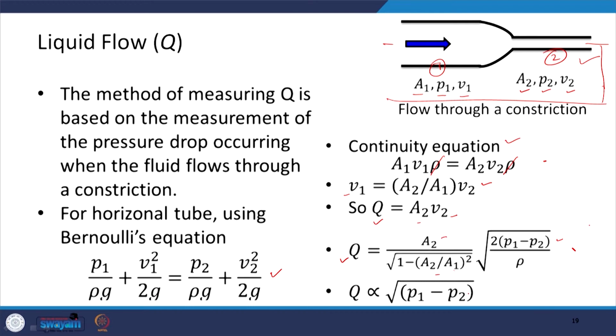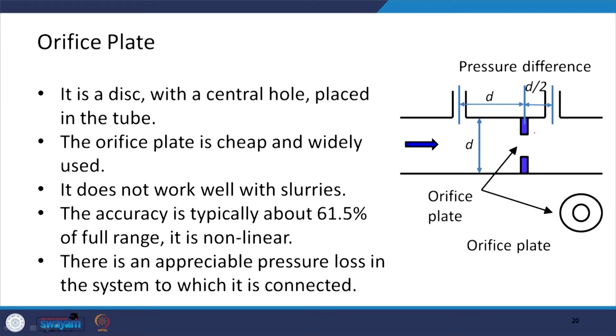So, basically Q is proportional to the square root of the pressure drop. If you could measure this pressure drop, we can find out the Q. That is the principle for the liquid flow. And as I was explaining to you, the orifice plate is also a type of constriction, which can result in the drop of pressure.